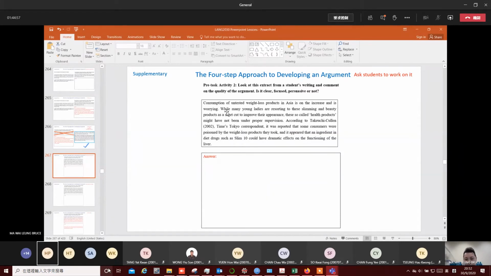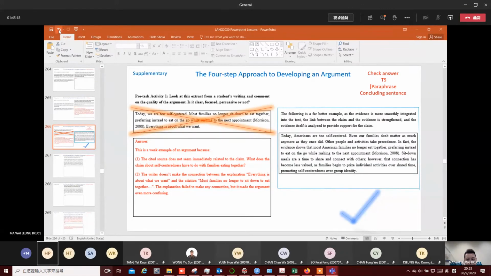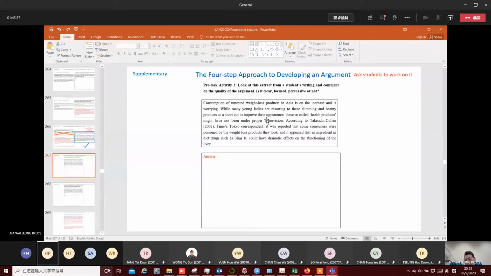Let's read on. While many young ladies are resorting to these slimming and beauty products as a shortcut to improve their appearance, these so-called health products might not have been under proper supervision. Yeah, so this is what I call the elaboration of the topic sentence. Remember this? This is the second one. After the topic sentence, you may want to elaborate or explain further your controlling idea. So second one here. What aspects, what information you need to explain, you need to elaborate.